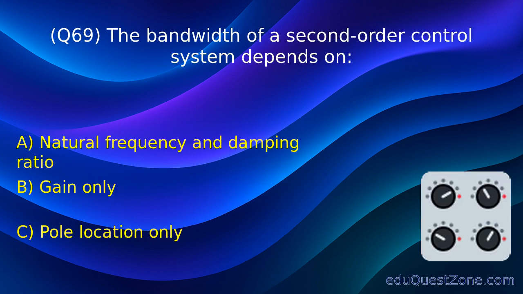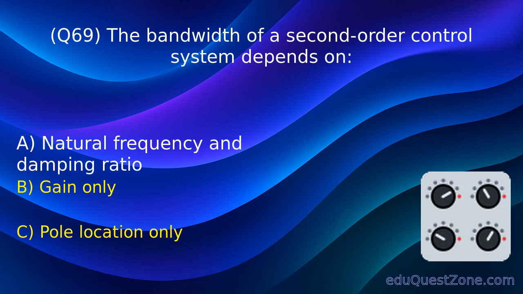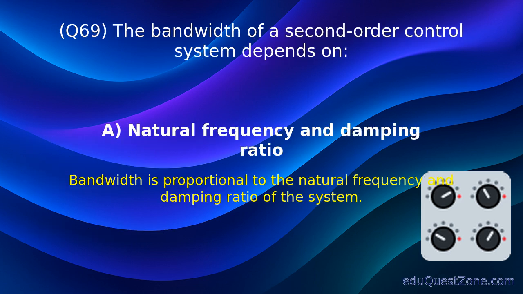Question 69. The bandwidth of a second order control system depends on. Option A, natural frequency and damping ratio. Bandwidth depends on both natural frequency and damping ratio.